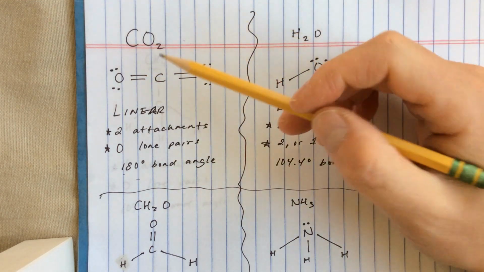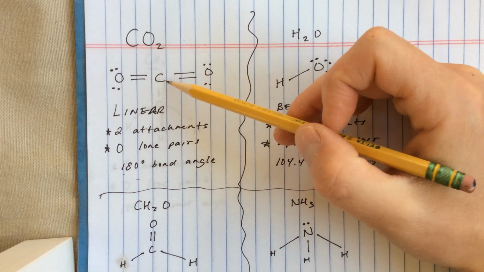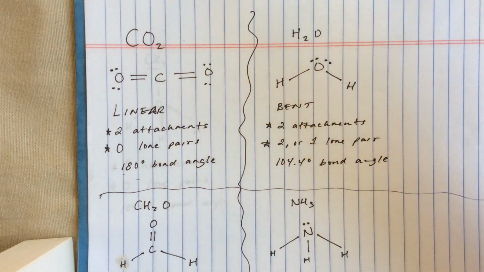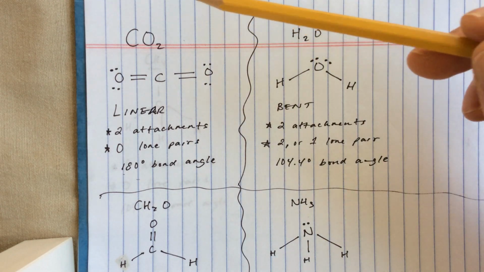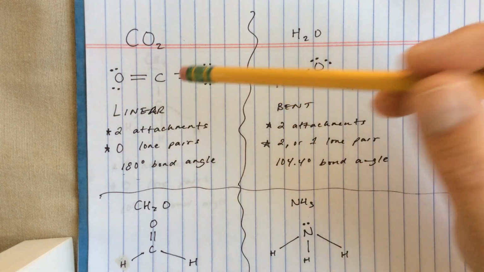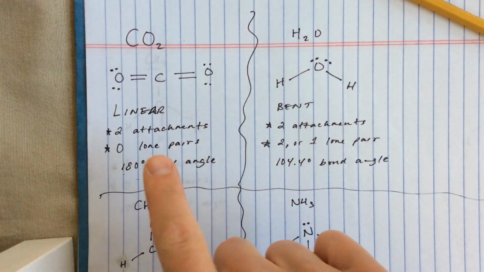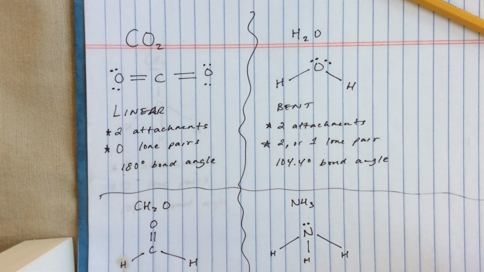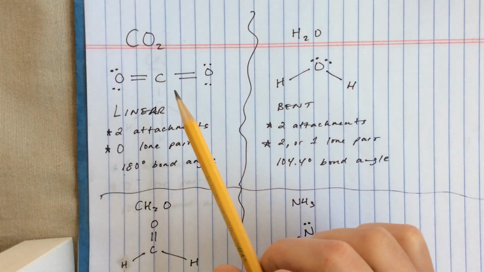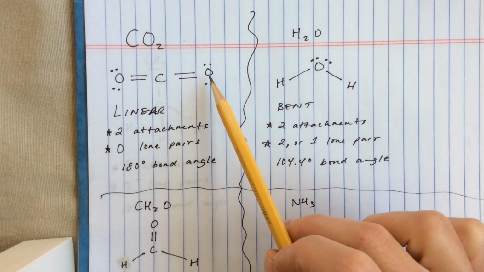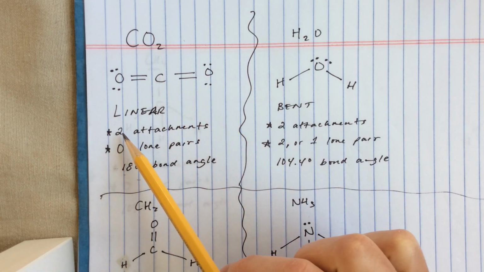After that, all you have to do is look at the central atom and count the attachments, meaning how many things are attached to it, not how many bonds it has, not how many lines, just how many things are attached to it. They don't even have to be different. So when I look at the center atom, I see carbon. How many things are attached? I have an O and another O, so I've got two attachments.